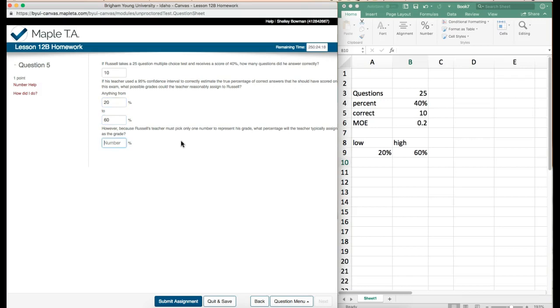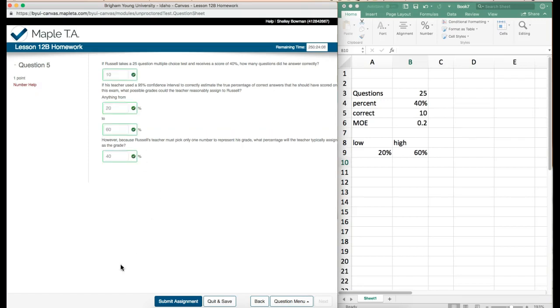However, because Russell's teacher must pick only one number to represent his grade, what percentage will the teacher typically assign the grade? I'm hoping that she's going to give him the grade that he actually earned, and we verified that right there.